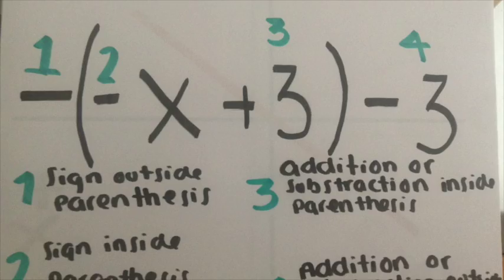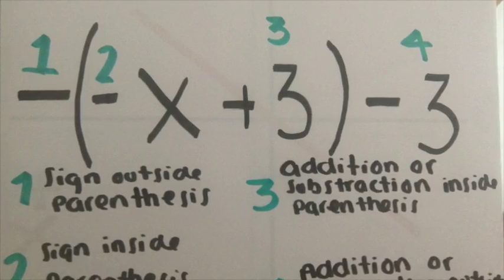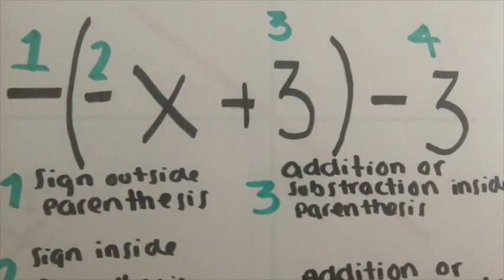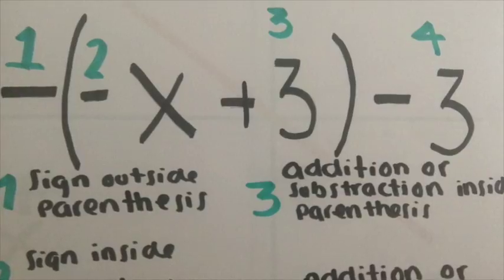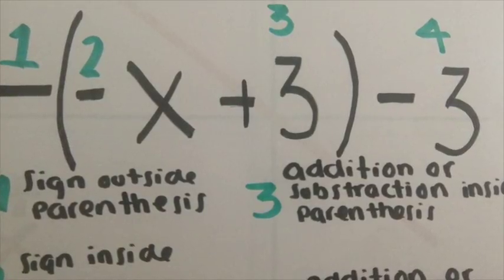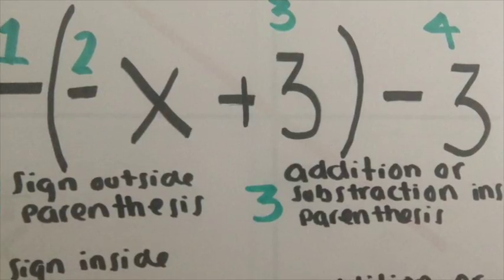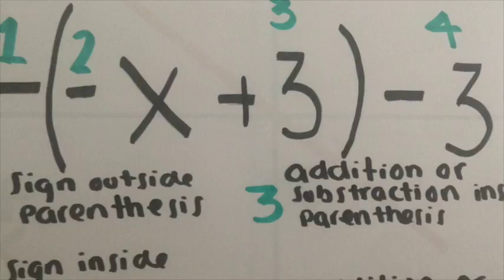Now, how you know we have a bad news? A lot of people are trying to destroy them, like the signs. A lot of people are trying to change those graphs. Firstly, we have the sign outside the parentheses. Secondly, we have the sign inside the parentheses. Thirdly, we have the addition or subtraction inside the parentheses. And fourthly, we have the addition or subtraction outside the parentheses.